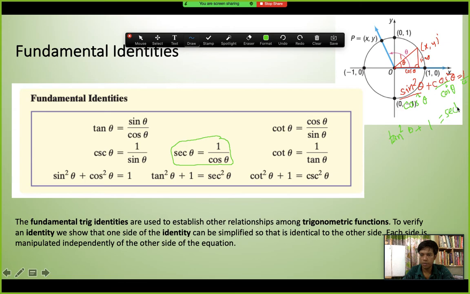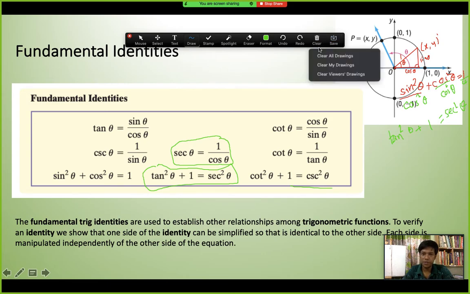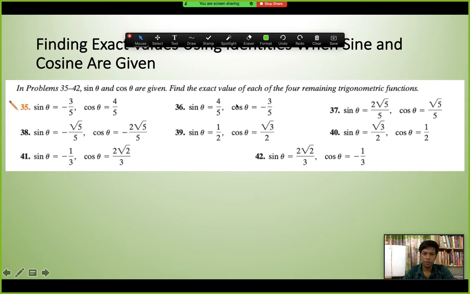Sec square theta here, which is our second formula. This formula we can actually derive without memorizing it. We divided everything by cos square theta, so we get this formula. To get this formula, we just have to divide everything by sin square theta, then we will get this formula. These are the fundamental trigonometric identities. We will use them for solving and developing a couple of things. So let's see where we go.